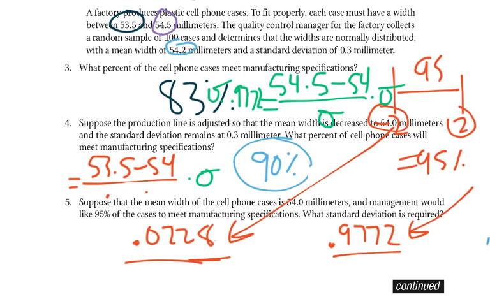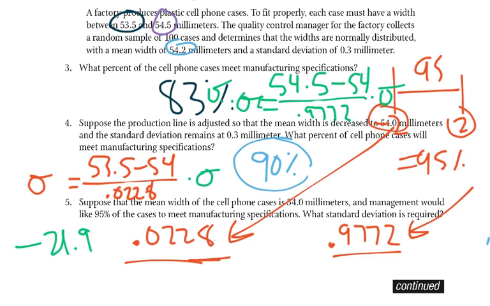So that would be 0.0228, and that would be what we're looking for, and this one would be our sigma, and that would be 0.9772. So let's type those in. So 53.5 minus 54 is negative 0.5 divided by 0.0228. Gives us negative 21.9. That seems weird.